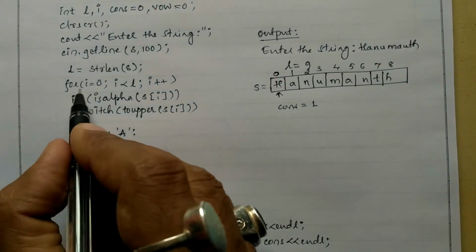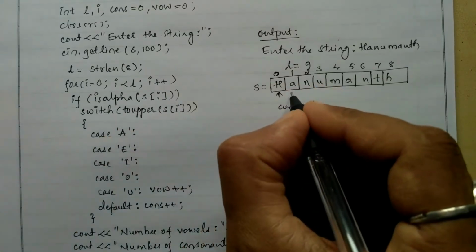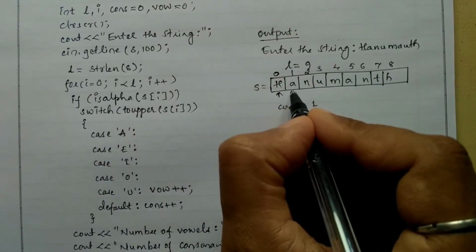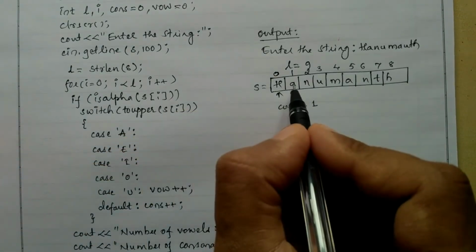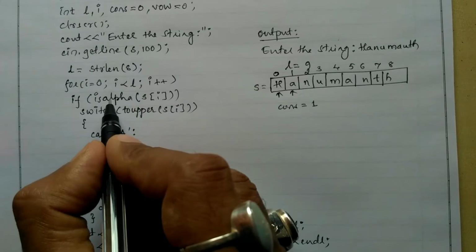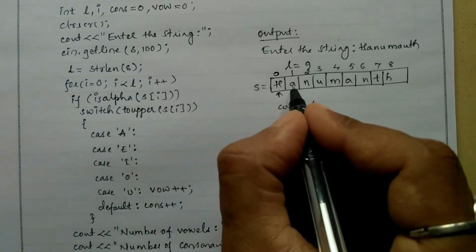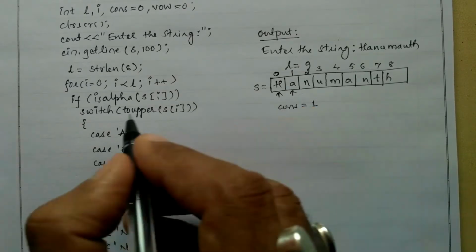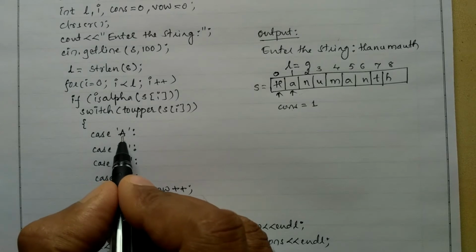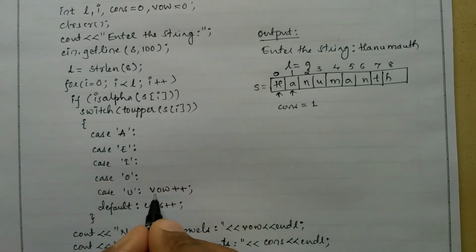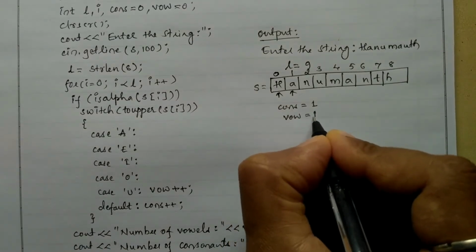Next, again control transfers to the for loop by incrementing the value of i by 1. Now i is going to point to index number 1. So i is 1, isalpha of s[1] consisting of lowercase letter a. Yes, it is an alphabet, it is true. Then toupper. So it is going to convert this lowercase letter to capital A, right? So next, case 'A', it is matching with this case label. Hence vowel will get incremented by 1. So I'm going to write vowel is now 1.